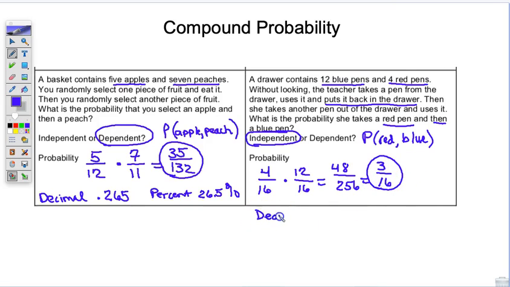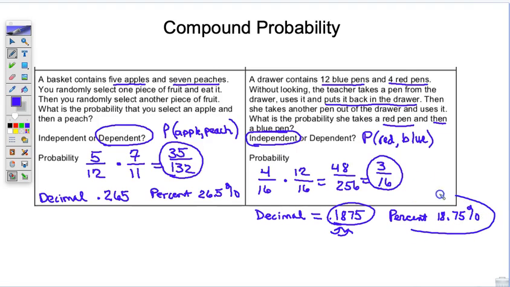To turn that into the equivalent decimal, remember you're going to divide the numerator 3 by the denominator 16, and that would equal 0.1875. For the equivalent percentage, just move it 2 places to the right, and the percent will be 18.75%. Okay, there you have it, our lesson on compound probability. Make sure that you decide whether it's an independent or dependent event first, and then you can go ahead and find your probability using multiplication.